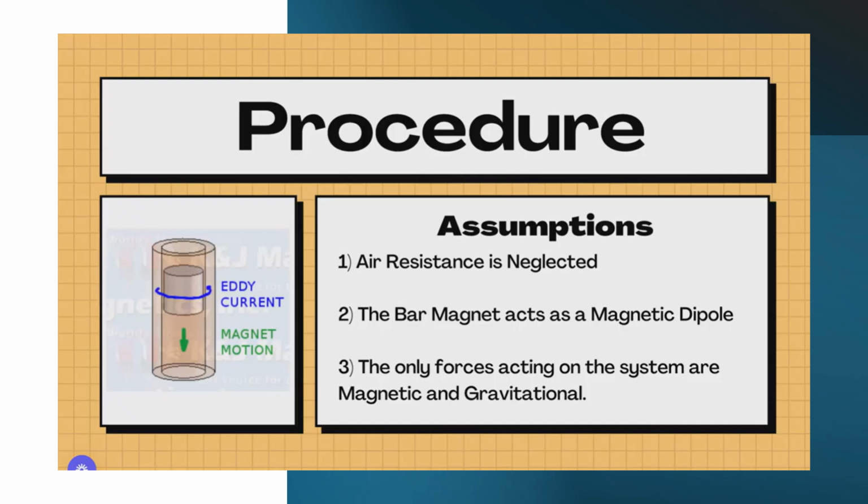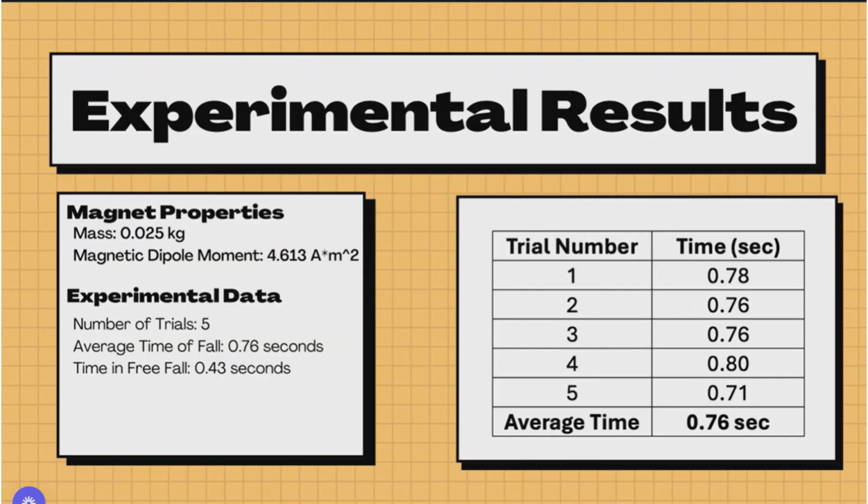On the left, you see a picture of our setup where we drop the magnet through this tube. The eddy current is shown using the blue moment, and the green arrow shows the magnetic motion. Here are the experimental results. We had 5 trials on the right, and you can see the time it took the magnet to fall through the tube for each trial. The average time at the end was around 0.76 seconds.